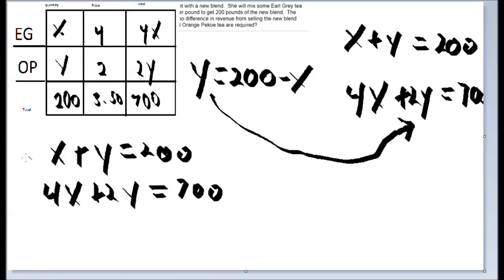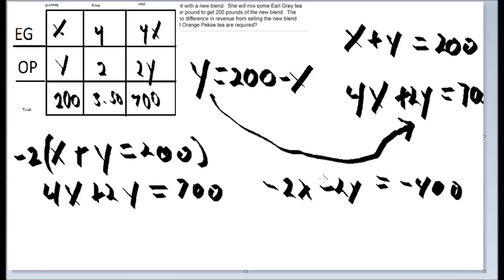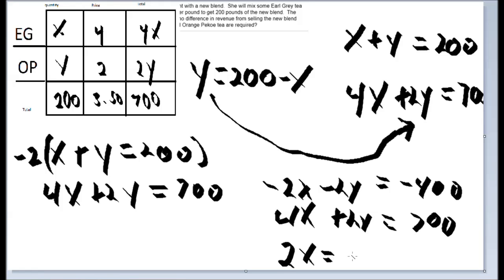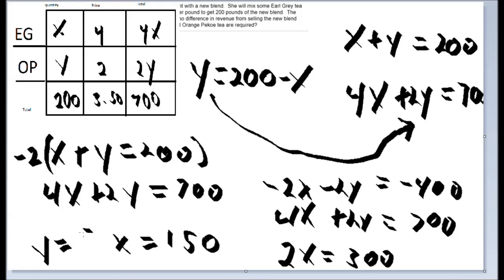And what we can do is we multiply the top equation by negative 2, because that will put a negative 2 in front of that y. And what you'll get is negative 2x minus 2y is equal to negative 400. And of course down here we have 4x plus 2y is equal to 700. Add those two equations together and you get 2x is equal to 300, which means that x itself is equal to 150. Okay, so we now know the answer to the x, and of course together they're supposed to be 200, which means you also know y has to be equal to 50. So this is your answer right here.